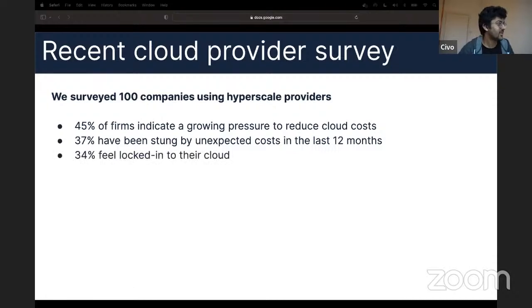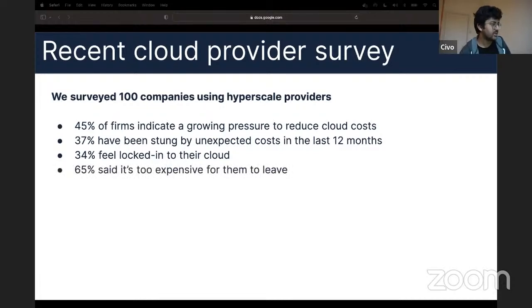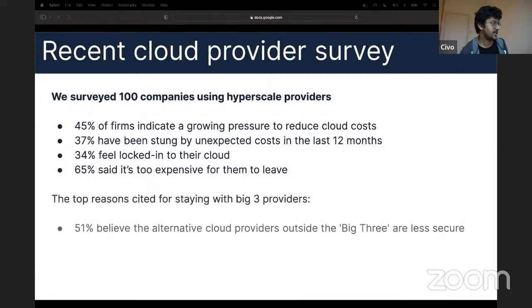And 34% felt like they're locked into their cloud, for example, because of egress charges and things like that. Around 65% said that it's expensive for them to leave. And we spoke to them about the top reason. Almost half of them believe that cloud providers outside the big three are less secure, and 47% believe that they will suffer more outages, which, as we have seen in the news, is not always true.